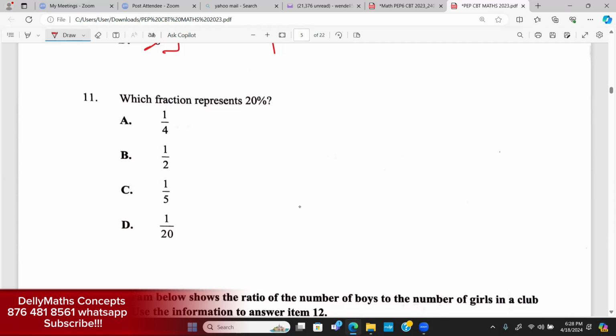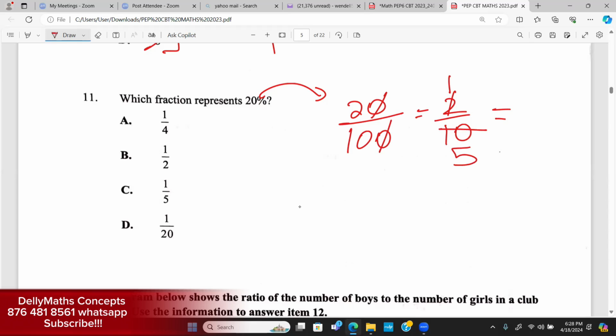Which fraction represents 20%? There are many ways you can represent this, right? But what you could do is to represent 20% as a fraction. 20% means 20 over 100. And then you could try to break this down any way you can. For some of us, you may cancel the zeros at the end and you're left with 2/10. And then you could say 2 into itself, 1, 2 into 10, 5. So we're looking for 1/5, right? And then 1/5 is the answer.